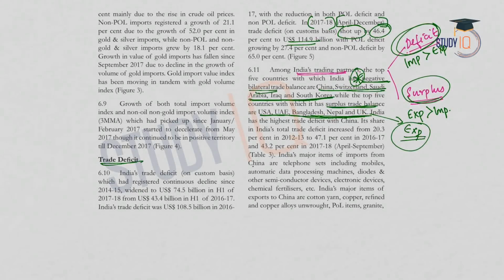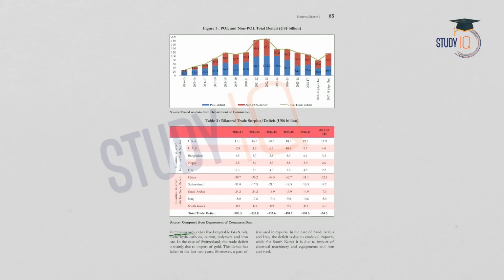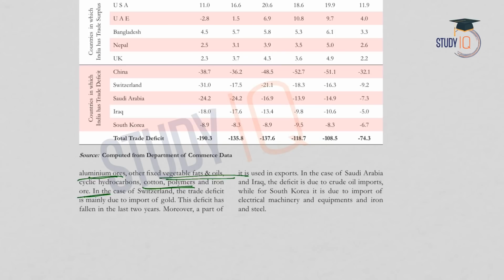Now coming to the China factor. India's major imports from China are telephone sets including mobile phones, automatic data processing machines, electronic devices, chemical fertilizers, etc. And major export items to China are cotton yarn, copper, refined copper and copper alloys, POL items, granite, aluminium ores, vegetable oils, cotton, polymers, iron ore, etc. Now, the second major country with which we have a trade deficit is Switzerland.